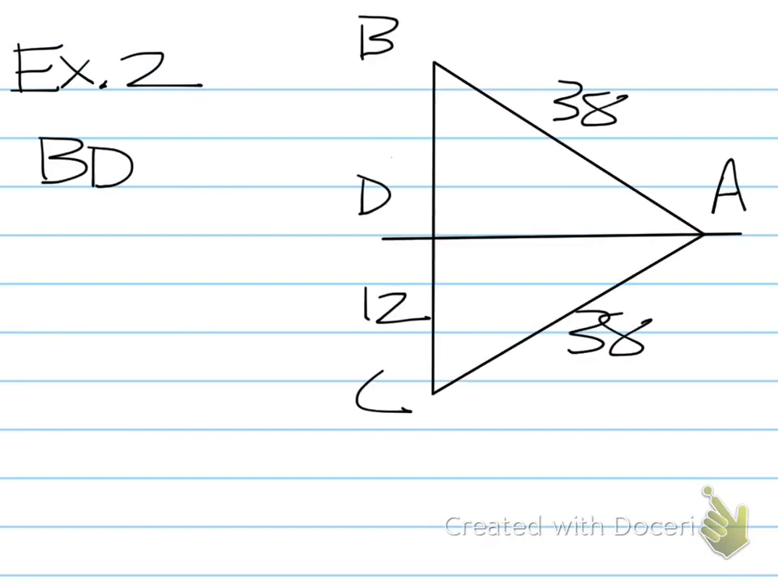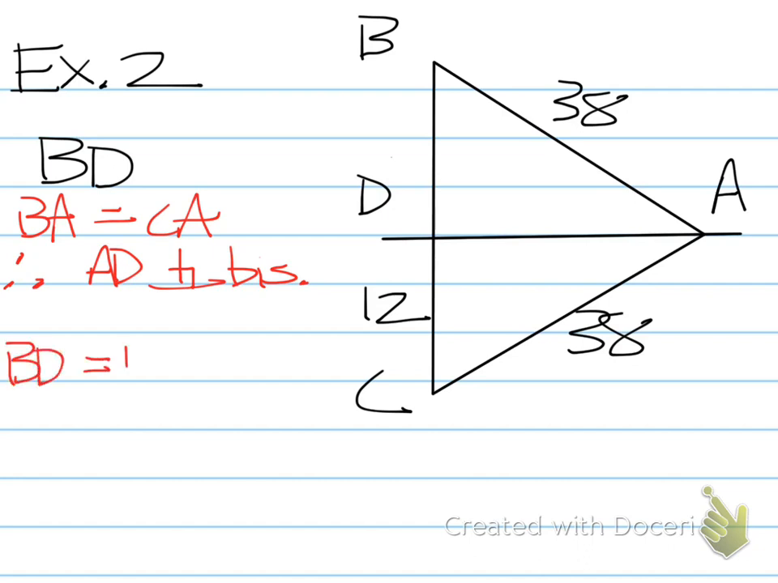In this example, we want to find the measure of BD, and A is equidistant from B and C. Therefore, A is on the perpendicular bisector. Since AD is the perpendicular bisector, then AD is bisecting segment BC, and BD is equal to DC. Therefore, BD is equal to 12.